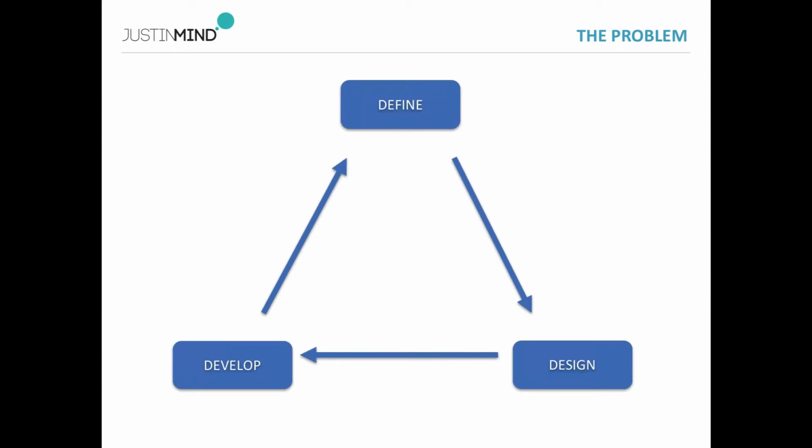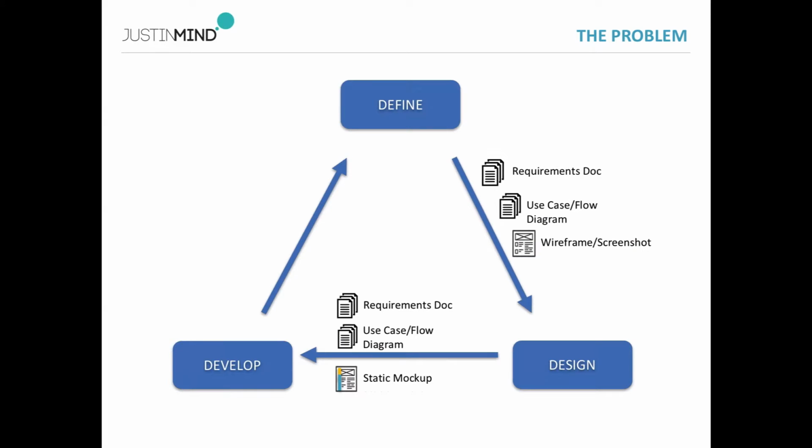Looking at a typical SDLC, whether it's waterfall or an agile environment or anything in between, you'll most likely find at least these 3 phases: a definition phase, a design phase, and a development phase. Throughout each of these phases, communication is handled in different ways in different companies. But what we've seen in our experience is that static documents kind of run the show here.